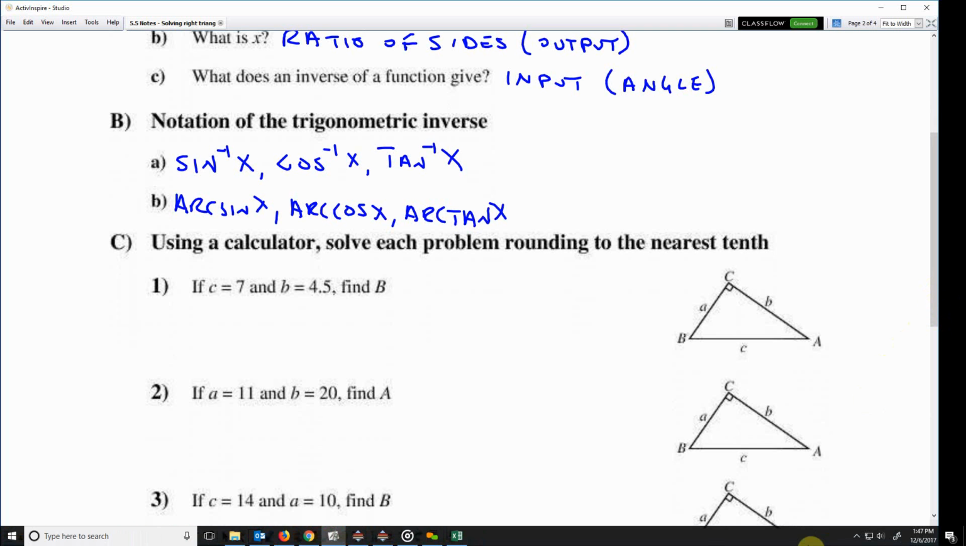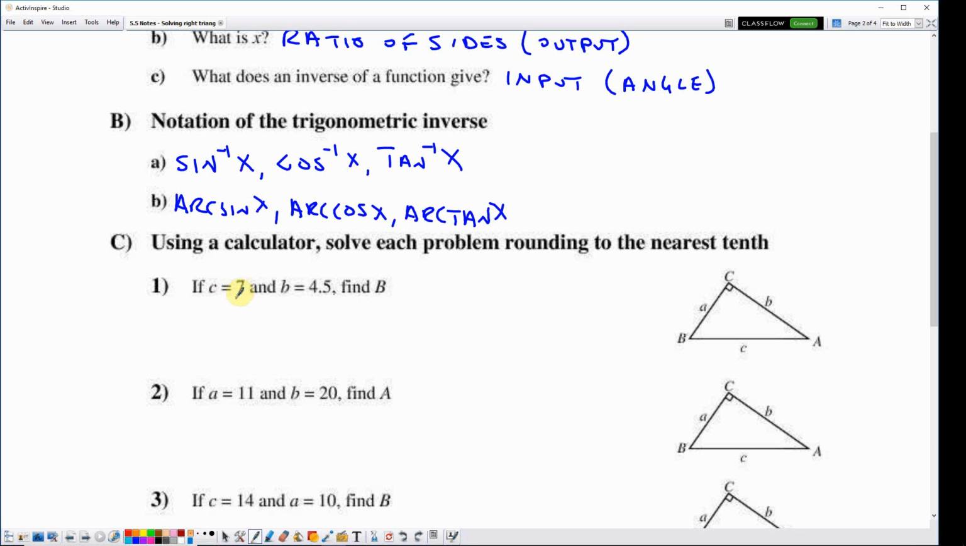Using a calculator, solve each problem rounding to the nearest tenth. Okay, so we're given lowercase c, so that's side C is 7, side B is 4.5, and we want to know the measure of angle B.